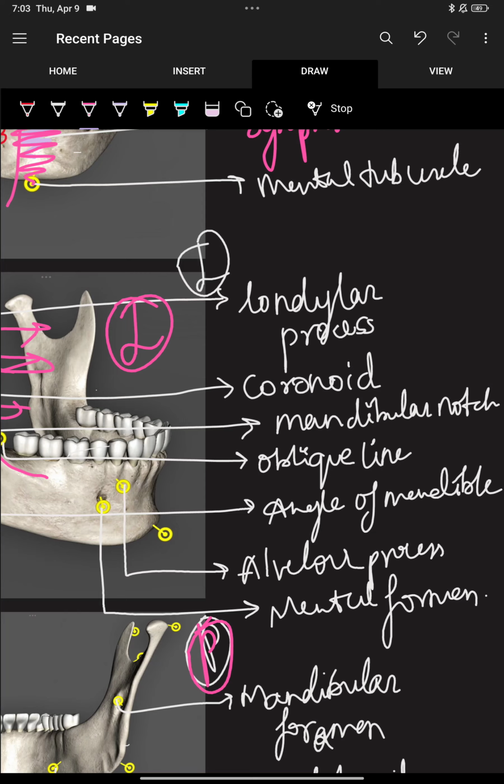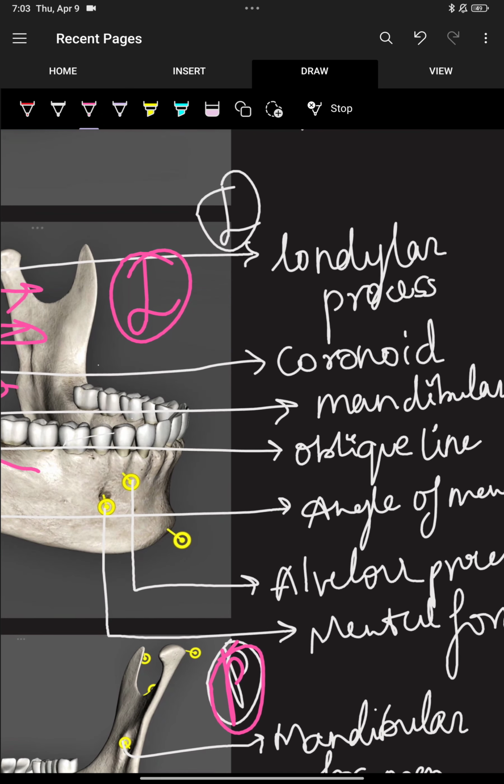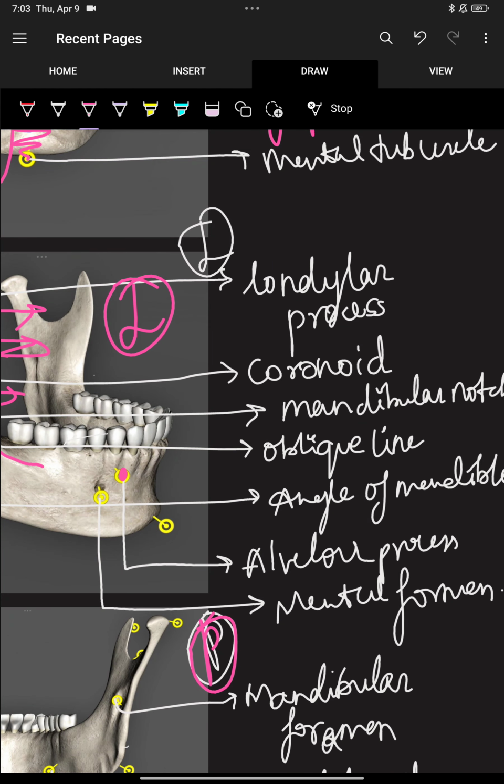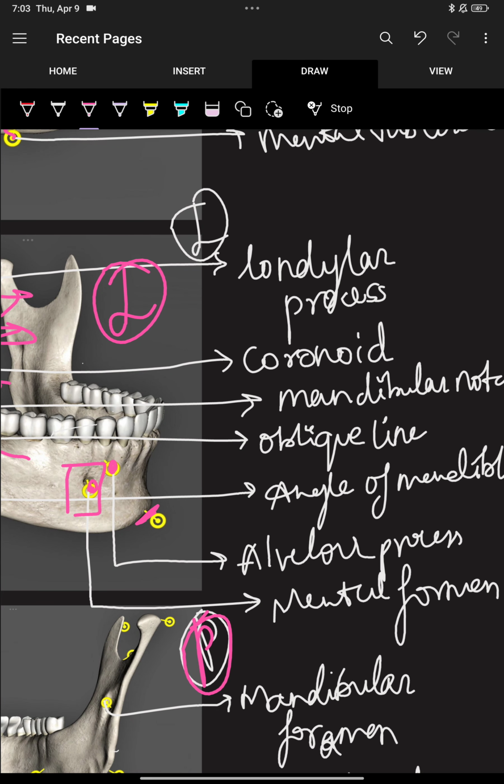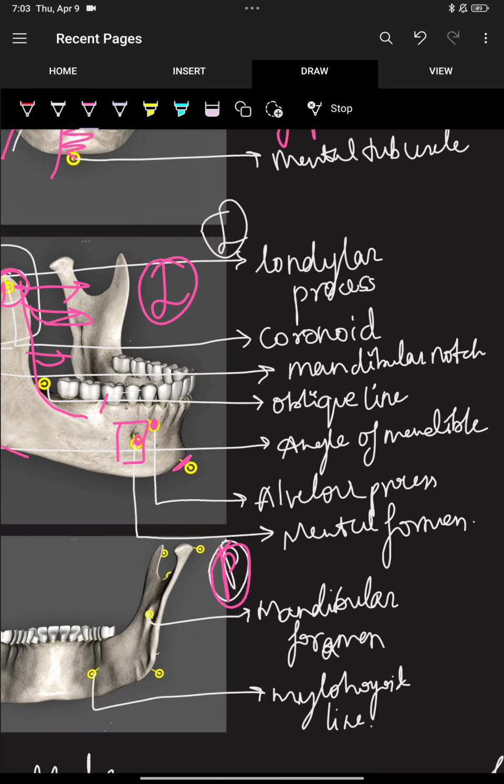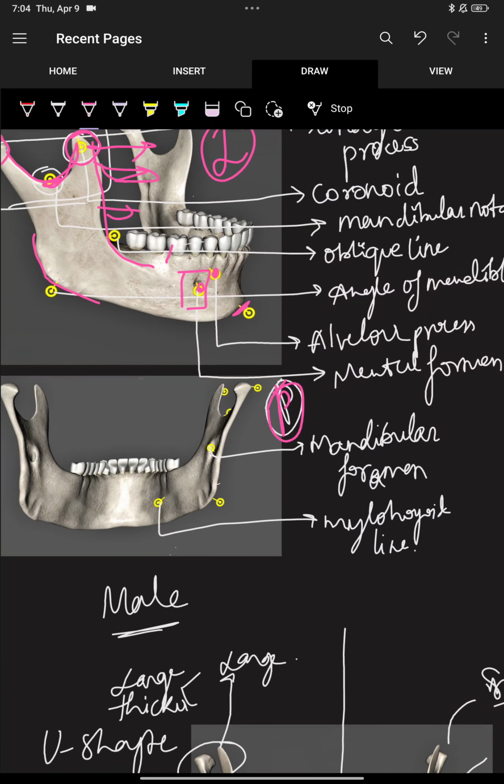Here, very important, you will see two things in the bone. One is the alveolar process, one more is the mental foramen. This is very important. This looks prominent, the mental foramen, and this is called the mental tubercle. Okay, in the posterior region we have two things. One is the mandibular foramen, you can see here, and one more is the mylohyoid line. The line here is known as the mylohyoid line.